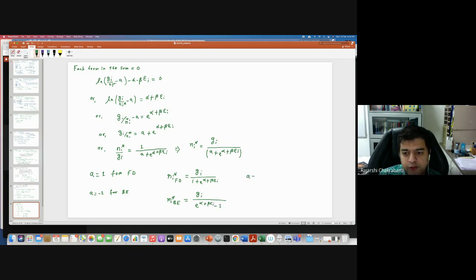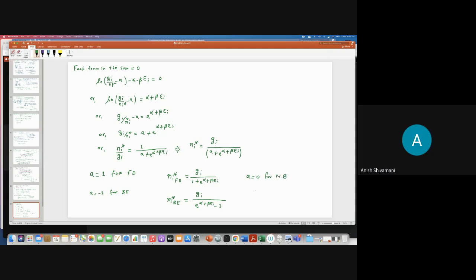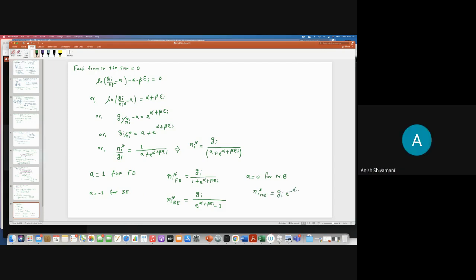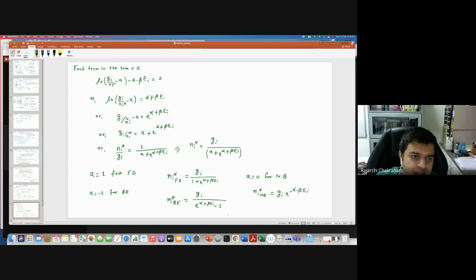And a equals 0 is for Maxwell-Boltzmann. But this you can see directly, no? It is going to be gi times e to the power minus alpha plus beta epsilon I. Okay, and in the next class, we'll see what the values of beta and alpha are. Beta you can guess is 1 over kBT. Alpha you can also see what it is going to be.